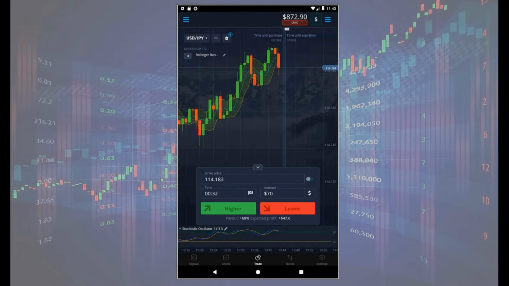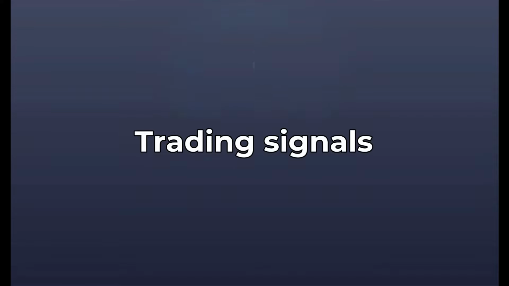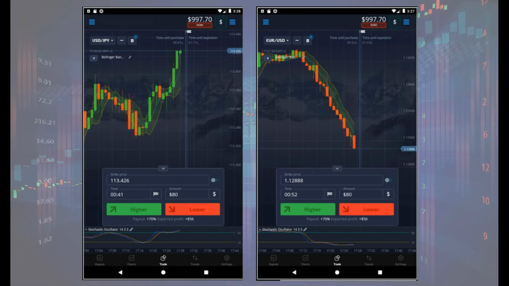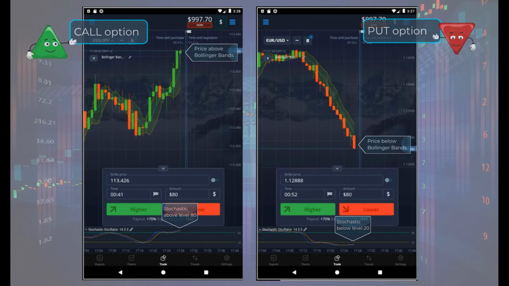After installing the indicators on binary options charts, we look at examples of signals. On the screen, trading signals and open options when the following conditions are met. Call option: the price is above the Bollinger or breaks out from the bottom up. Stochastic is above the level of 80 or turned up. Put option: opposite conditions. The price is below the Bollinger line or breaks through from top to bottom. Stochastic is below the level of 80 or turned down.